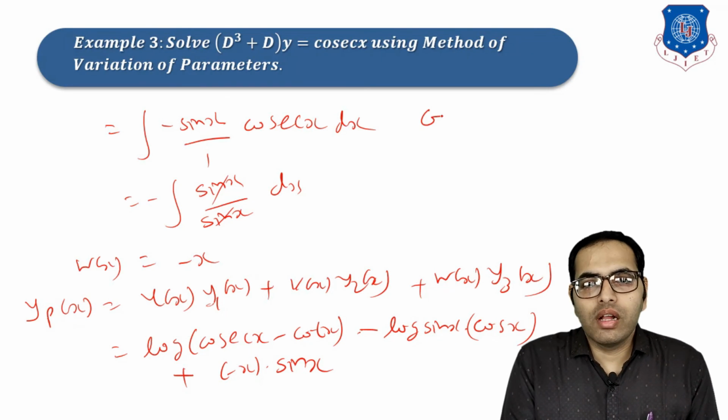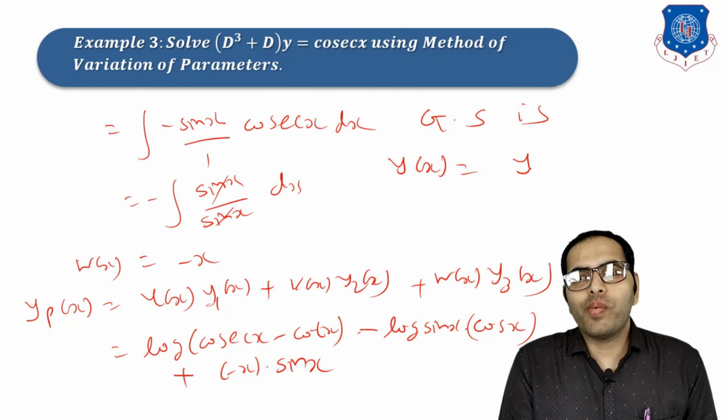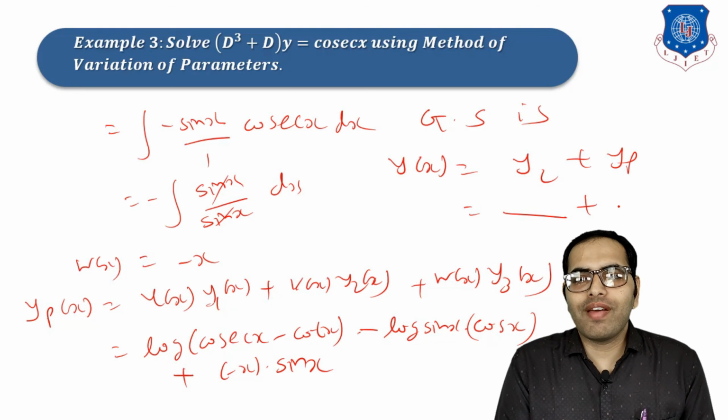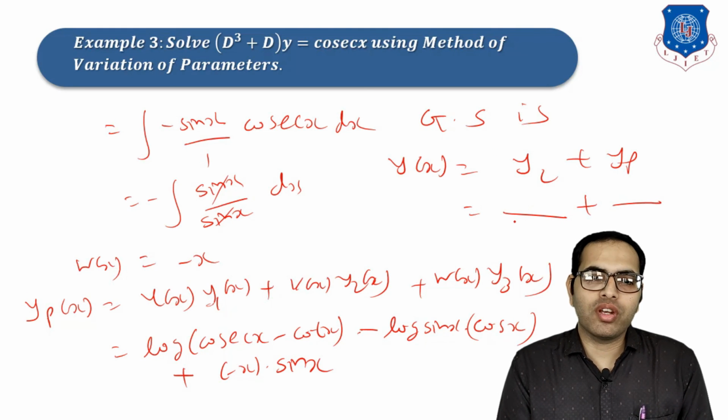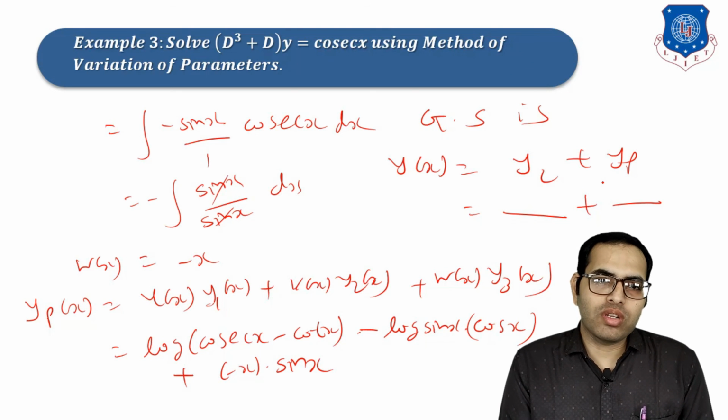Now the general solution is y of x equal to yc plus yp. Just substituting the values of yc and yp in this equation, where c1, c2, c3 are arbitrary constants.